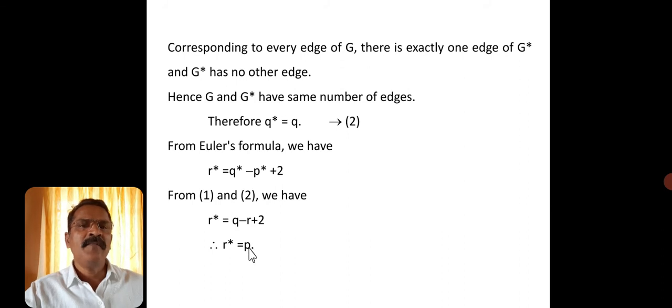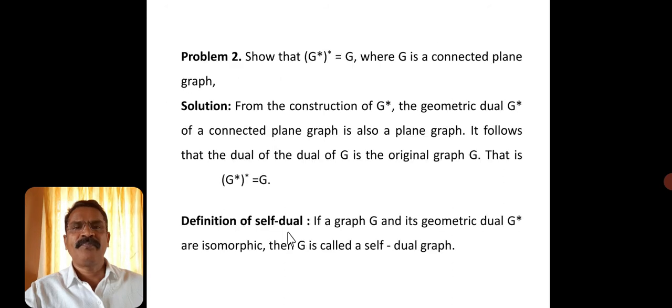Why is it P? Because P minus Q plus R is equal to 2, Euler's formula. So therefore Q minus R plus 2 is equal to P. So that's why R star is equal to P. It implies the number of faces in G star is equal to the number of vertices in G. So we have proved all the three results.